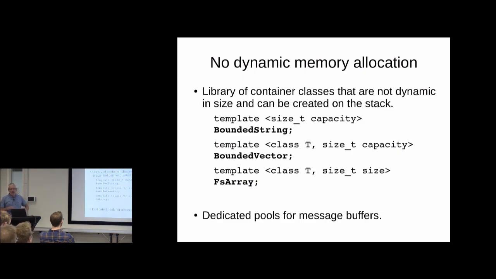Since we are not allowed to use the heap after initialization, we have made quite a few container classes that are not dynamic in size and can be created on the stack. So we have things like a bounded string and bounded vector class, and then fixed size array. We have also dedicated pools for message buffers for communication. And then we have overloaded the new and delete operators so that when we allocate the buffer, they go to that dedicated pool.